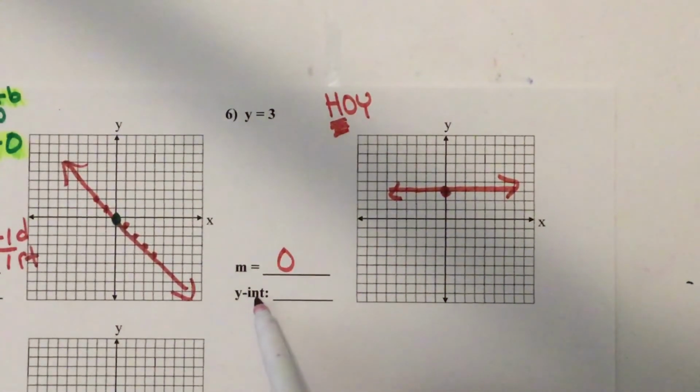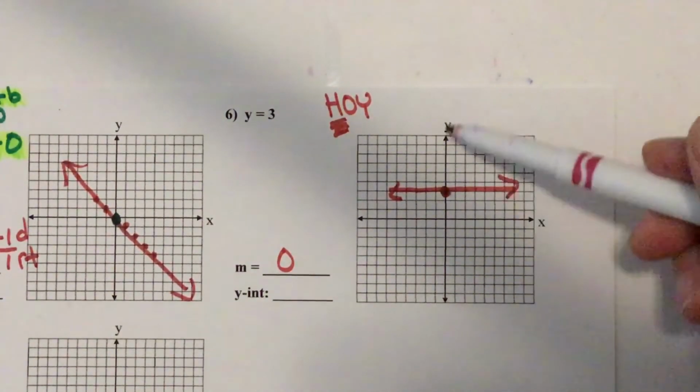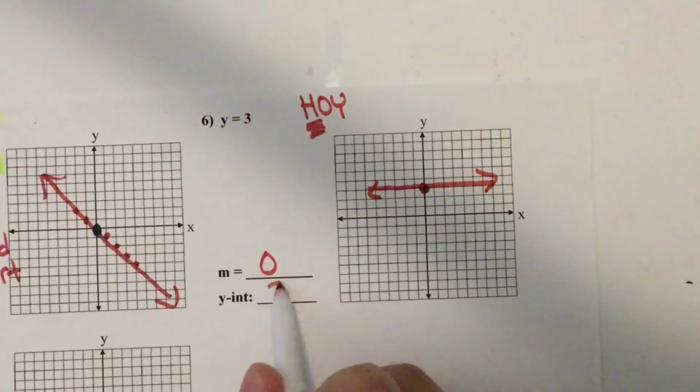All right, now the y-intercept is where the graph touches the y-axis. And where does my pink graph touch the y-axis? At 3.